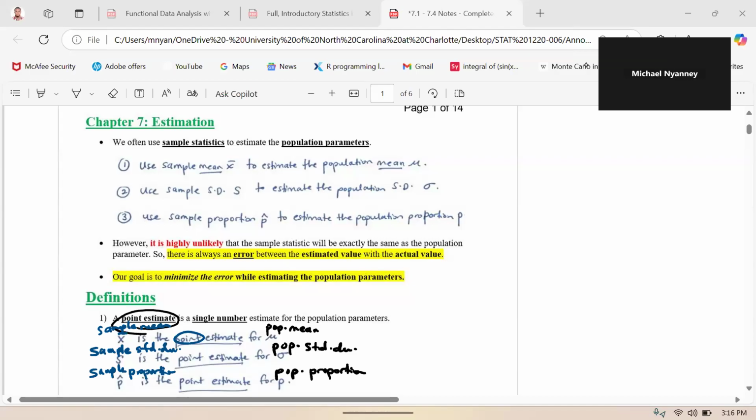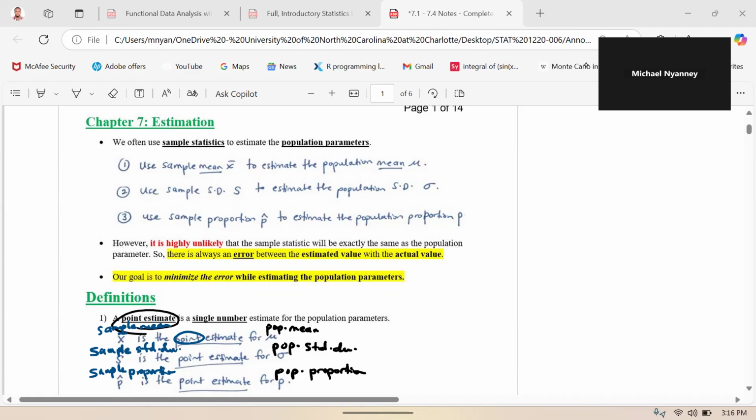So today on chapter 7, that is estimation. When we talk about estimation, it's actually a procedure. In this procedure, we want to find a number that will help us represent, or estimate, a population parameter. Or we could also find a range of values that will estimate some kind of population parameter. So that is the idea of estimation.